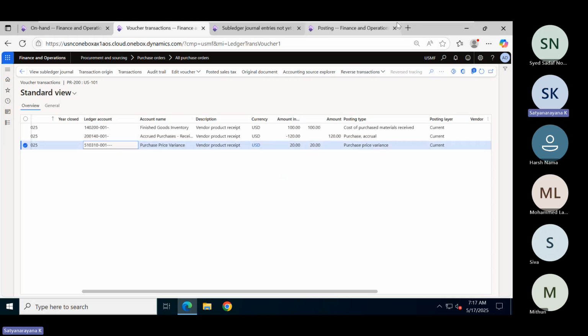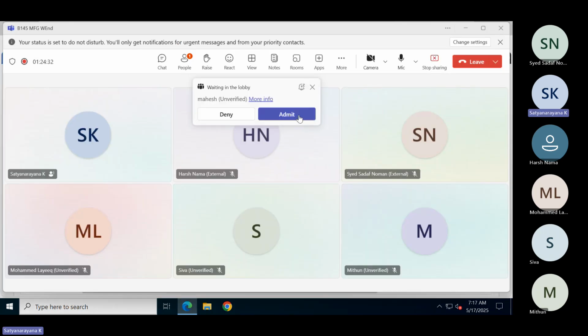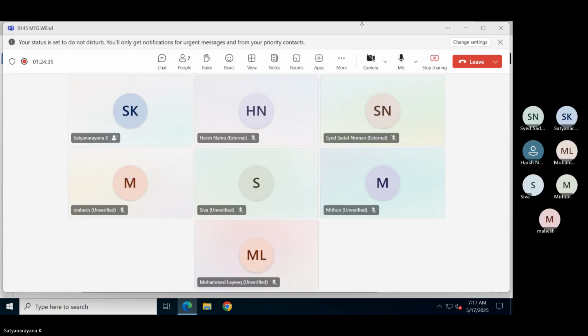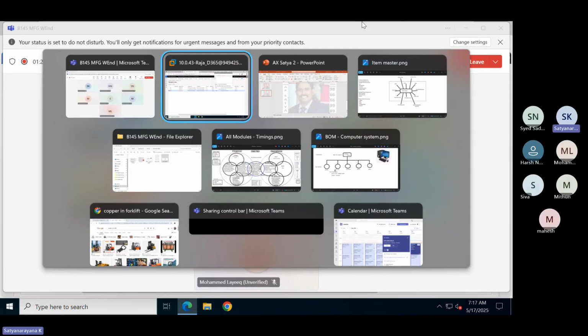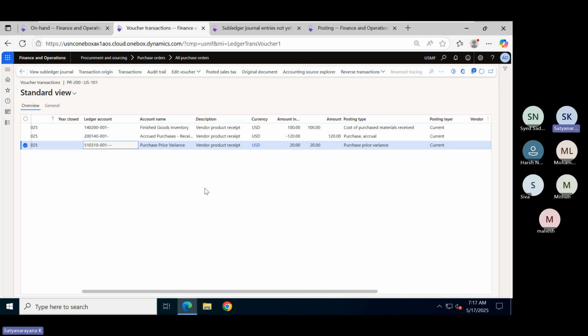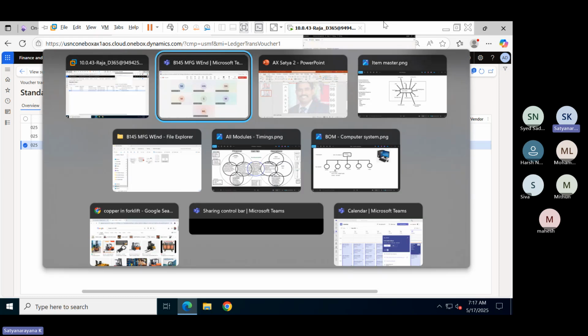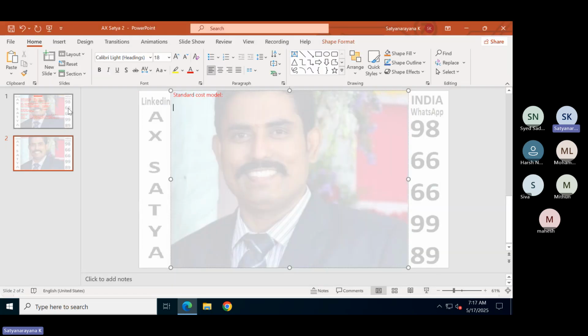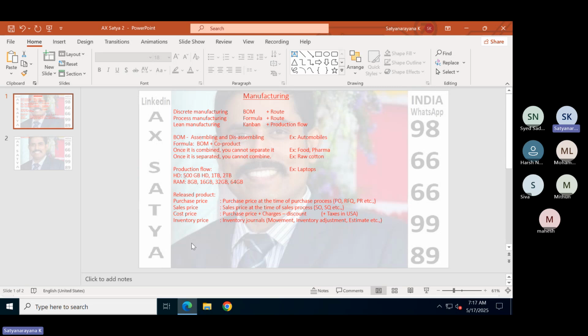Okay, purchase price variance. So you need to understand a lot about standard cost method in the process, in the manufacturing process. So is it mandatory that I need to follow only standard cost method? No, you can use even FIFO, LIFO, weighted average also. There are no restrictions. I can use FIFO or LIFO or weighted average, etc. In the manufacturing company, you can use it.